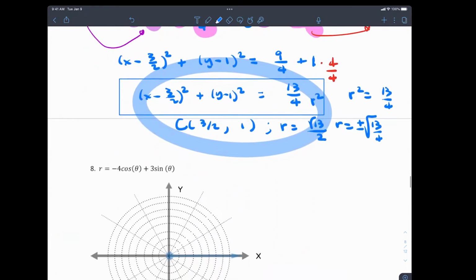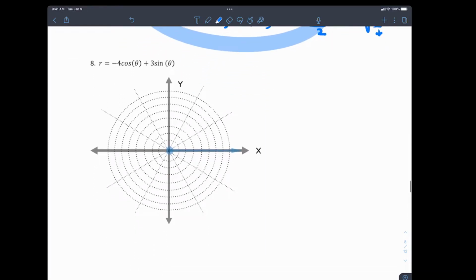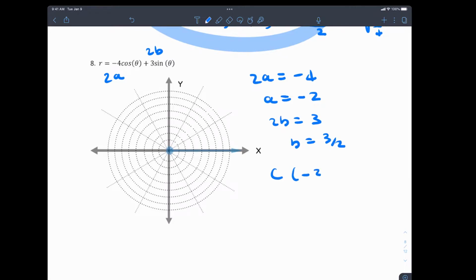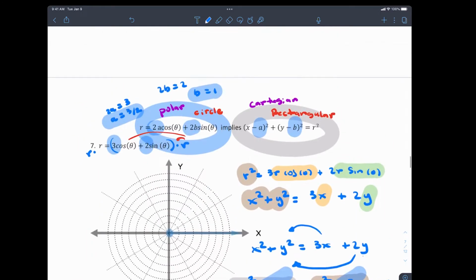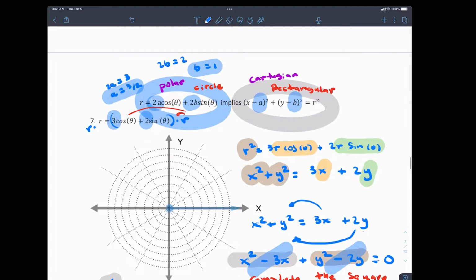So anyway, I can figure out the center here. 2a is -4. The center, a is going to be what? -2. 2b is 3. Oh, b will be what? 3/2. So my center will be (-2, 3/2) in this one. But the radius of the circle, we got to think, how do we get that radius? r squared is x squared plus y squared. Maybe we do have to do some completing of the square to get that radius.